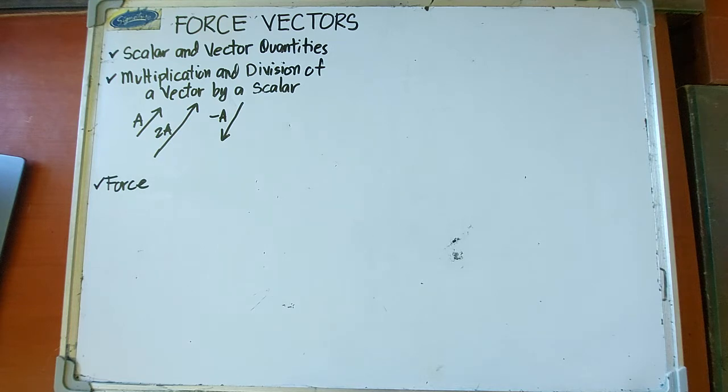So the first topic would be scalar and vector quantities. I believe you already know what is a scalar or what is a vector quantity. Okay, kapag scalar, ano sabihin ng scalar? Quantity that possesses a magnitude only such as mass, volume, length, and time. So kapag walang direction yung quantity, that means scalar yon.